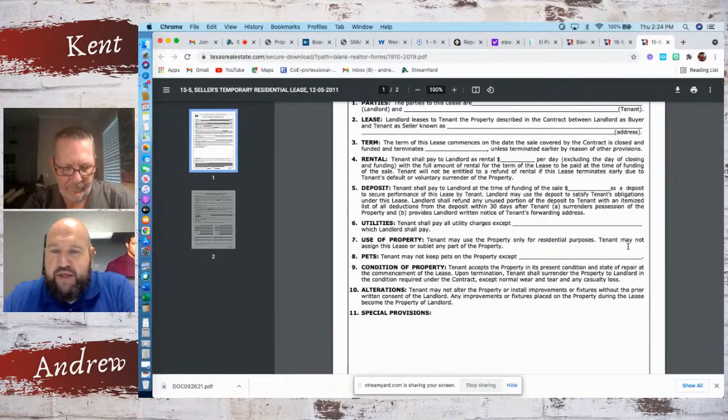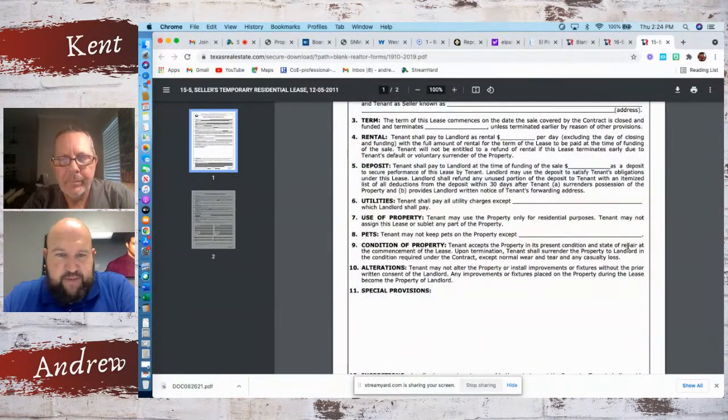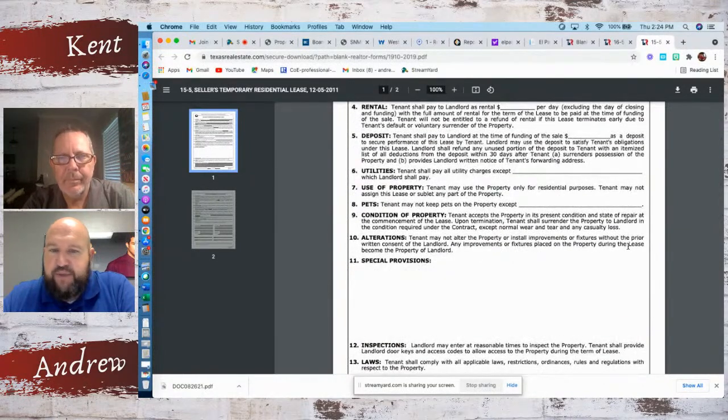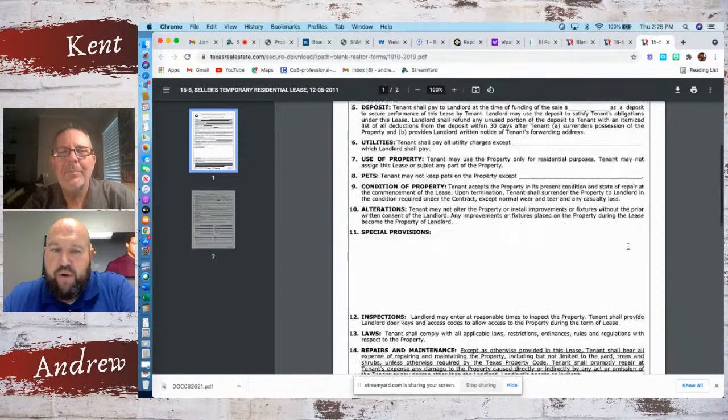Use of property. Tenant may use the property only for residential purposes. Tenant may not. Same as before. Pets, same as before. Condition of property. Tenant accepts the property in its present condition and state of repair at the commencement of the lease. Upon termination, tenants shall surrender the property to landlord in the condition required in the contract, except normal wear and tear and casualty loss. Tenant may not alter the property or install improvements or fixtures without prior written consent of the landlord. Any improvements or fixtures placed on the property during the lease become the property of the landlord. Again, paragraph 11, do not put anything in there.